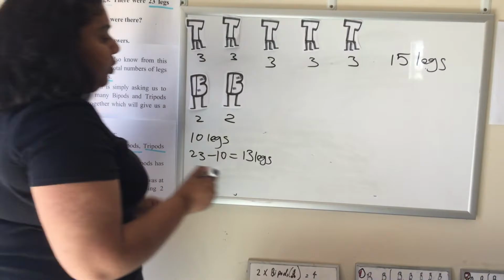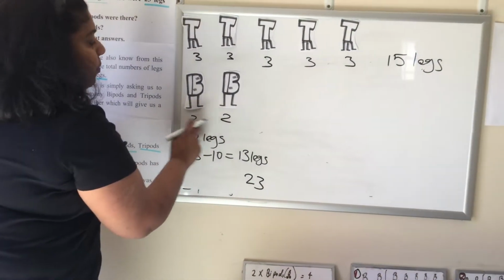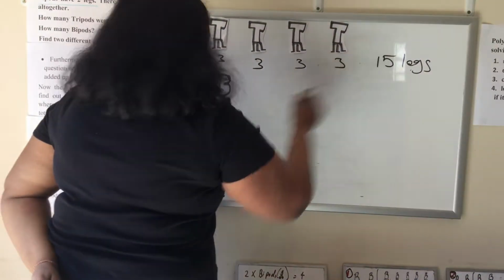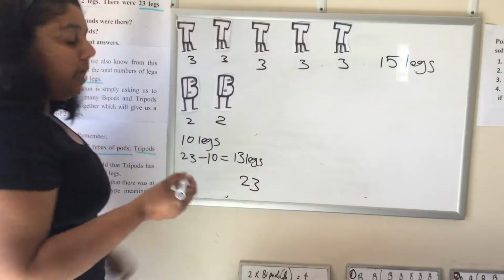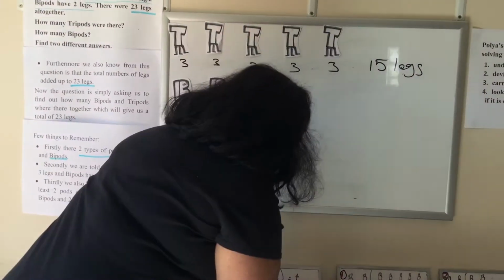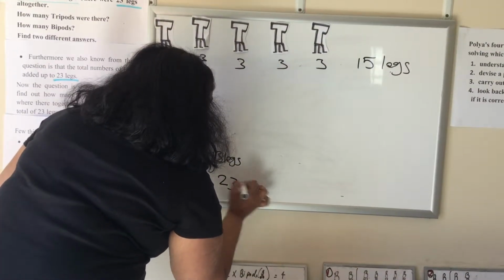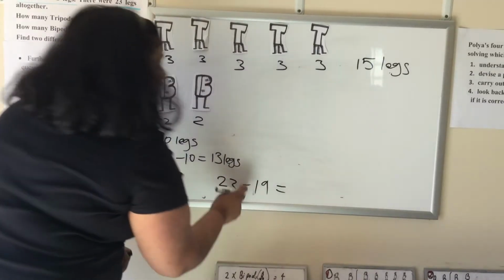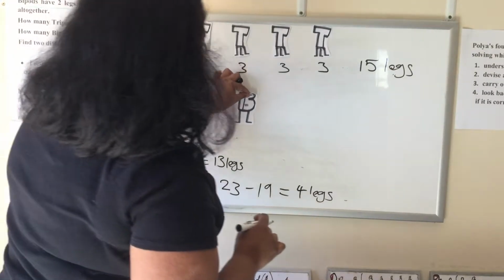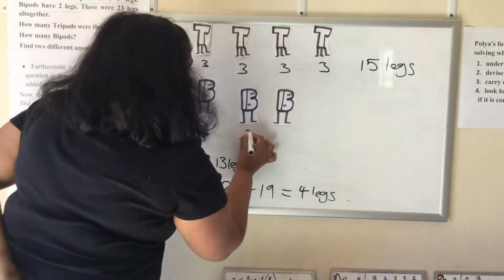So we still need to add up to our total of 23 that we are looking for. We already have 2 bipods which have a total of 4 legs. So if we add that to 15, 15 plus 4 is 19. So how many more bipods will we need to add? What is the difference? 23 take away 19 will give us what? So we need another 4 more legs now. Okay, so we need 2 more bipods to add up to those 4 legs.